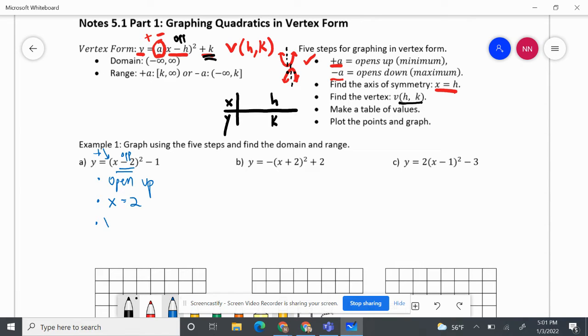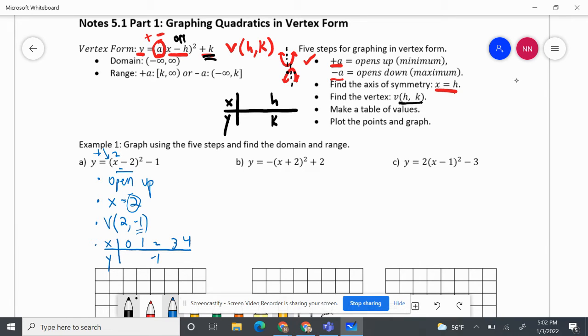Now our vertex, in order to figure out our vertex, it's our h, k value, so 2, negative 1. But if you forget that, what you could do is take the 2 and plug it back in. 2 minus 2 is 0. 0 squared is 0. Minus 1 is negative 1. And that's how we're getting the negative 1. Our fourth step is our table of values. We have 2, negative 1 being our vertex. That goes in the middle. We pick 2 points to the left and 2 points to the right.